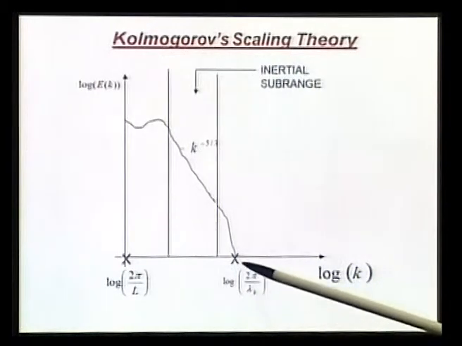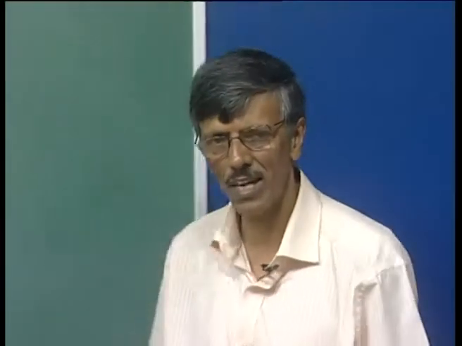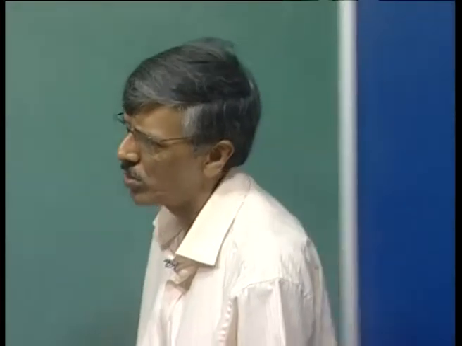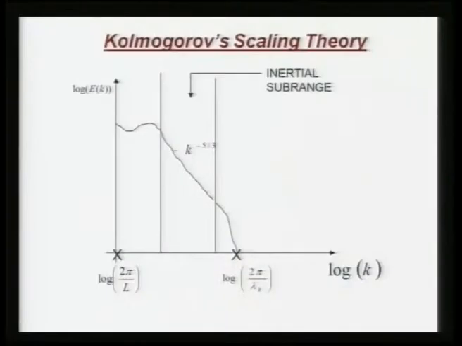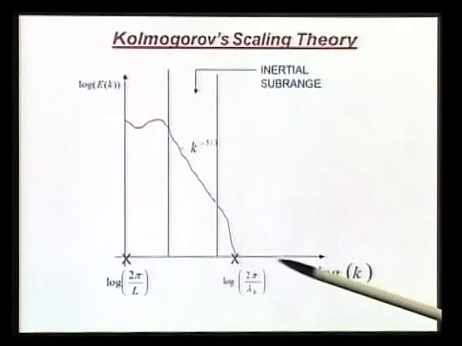So, that is what you see, that this cross belongs to log of 2 pi by lambda k. This is your log of 2 pi by L, the characteristic dimension of the problem. Talk about flow past a chimney, it is the diameter of the chimney. Flow past an aircraft wing, it is the chord of the wing. So, that is the outer scale, or the characteristic dimension, the larger length scale, and the smallest length scale is of course determined by the Kolmogorov scale.